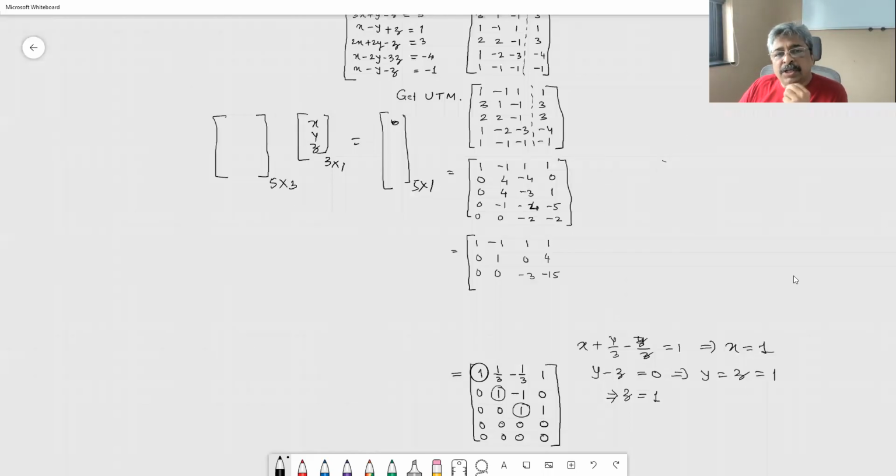After reduction of the five simultaneous equations which were given, we get this upper triangular matrix. If you find the solution set, you get z is equal to 1, y is equal to 1 and x is equal to 1. And the last two rows of this row reduced echelon matrix become 0, 0, 0, 0, and that gives us a unique solution.